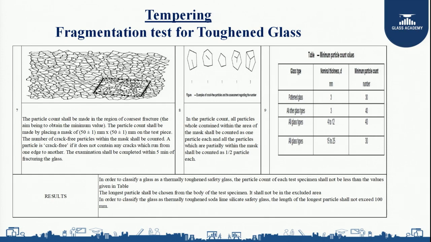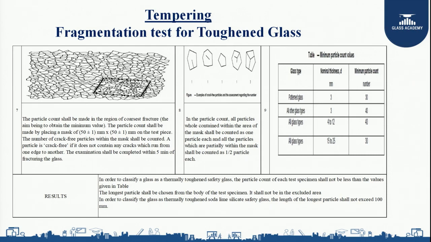In the particle count, all the particles wholly contained within the area of the mask shall be counted as one particle, and all the particles which are partially within the mask shall be counted as half particle. So at the time of counting, if I get any particle which is half in the masking area and half in the outer area, I should be calculating that particular particle as half particle. And you can see the minimum particle count.